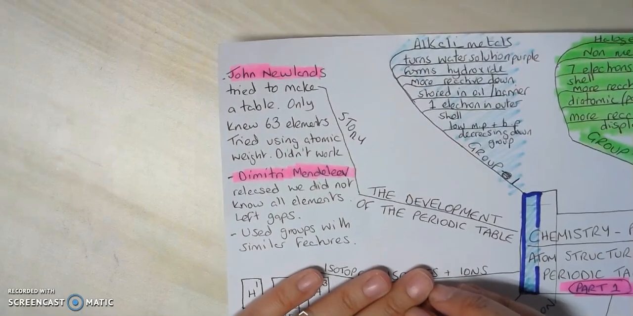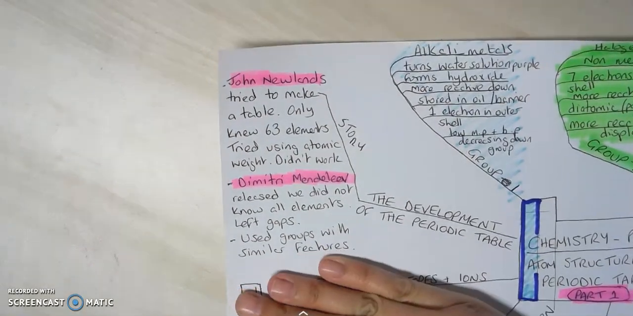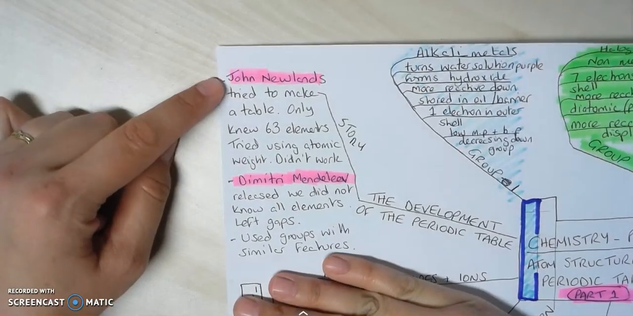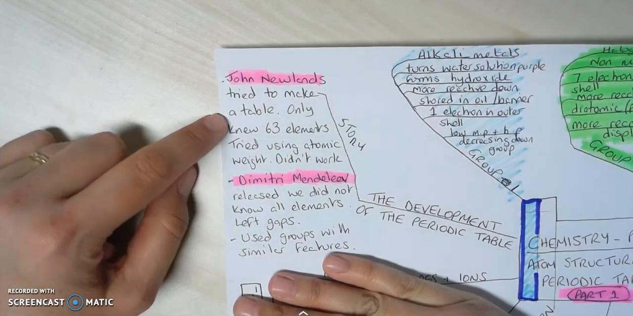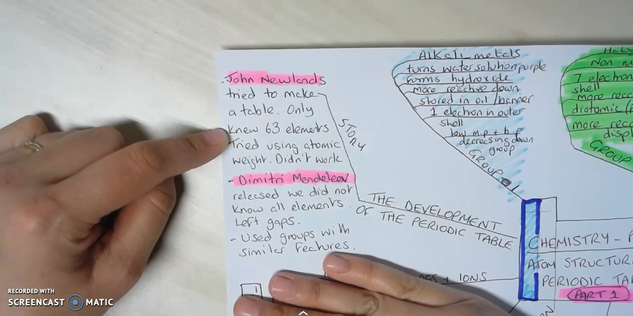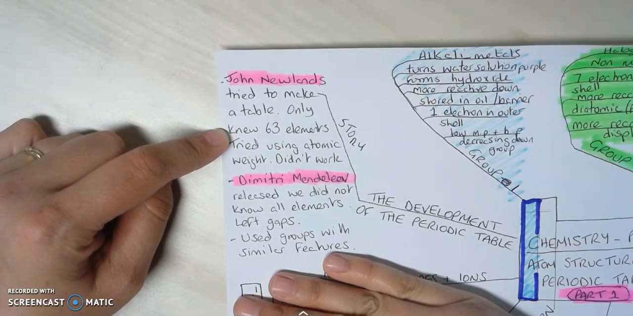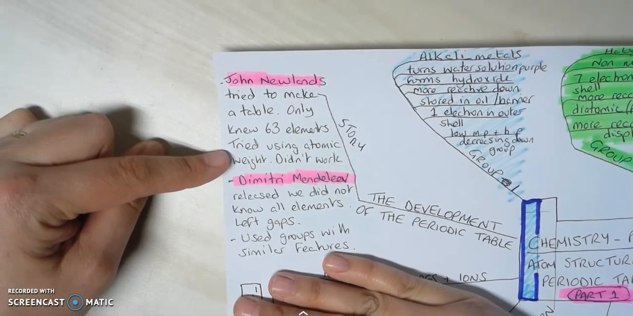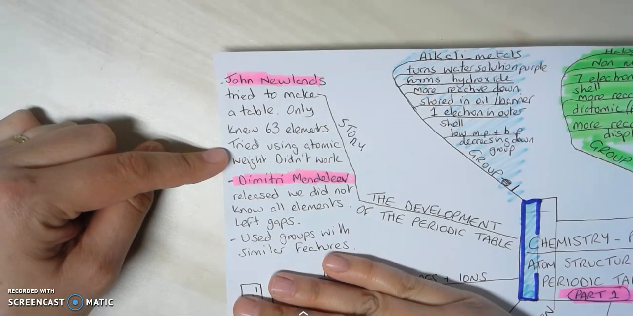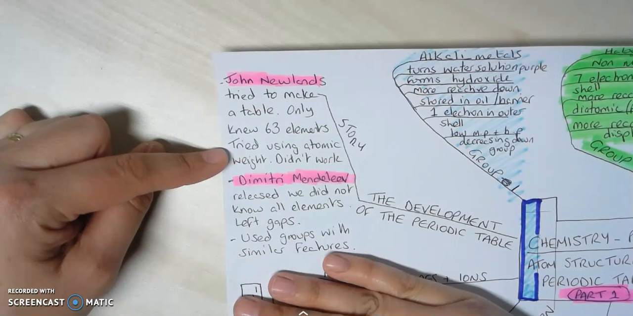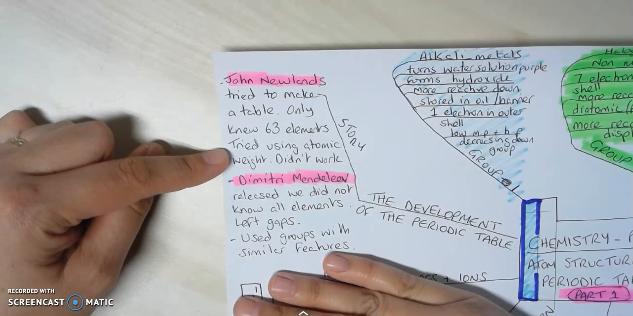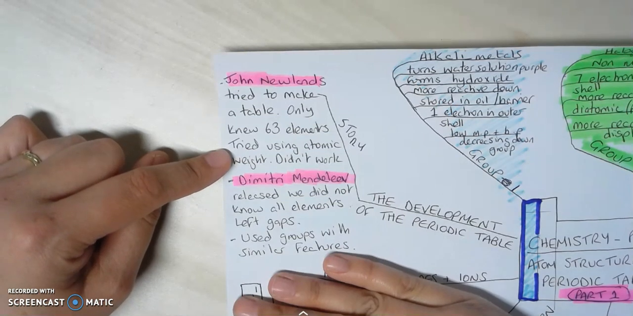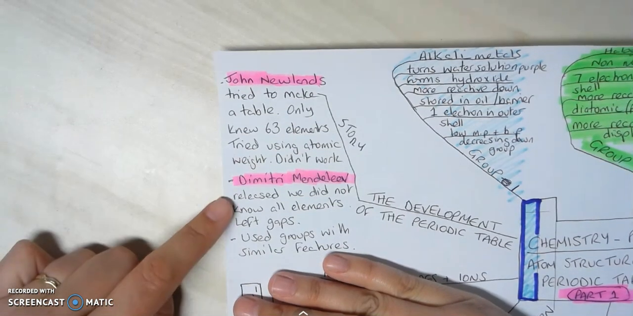Okay, if we have a look then at the development of the periodic table, there are 2 people you need to talk about here. First of all, John Newlands. He tried to come up with a table to start with, but at the time we only knew about 63 different elements, and he really struggled to put them into any kind of pattern because he tried to use the atomic weight and it didn't work. We know that the proton numbers are important, and we also know about the actual properties of each of the materials, the elements, which is why they're put in the order they are.